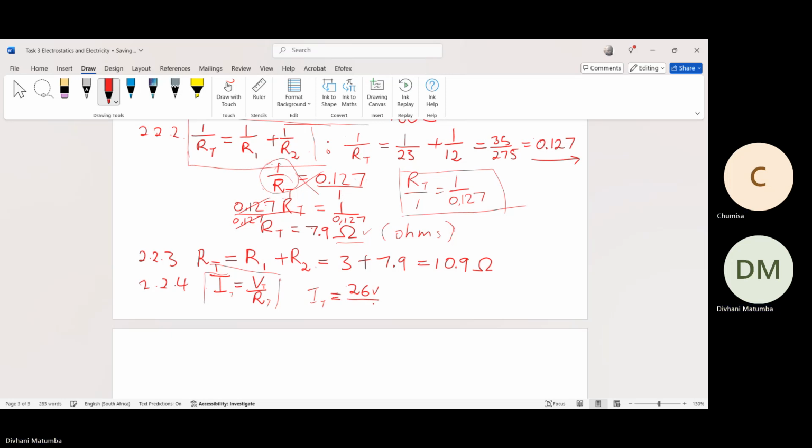Do you agree? Yes, sir. And the R total? It's 10.9 ohms. Remember, this is the total resistance of the entire circuit. And this is the total potential difference, or the total voltage in the circuit. And it will give us the total what? The total flow. Yes, so the total flow will be 26 divided by 10.9.